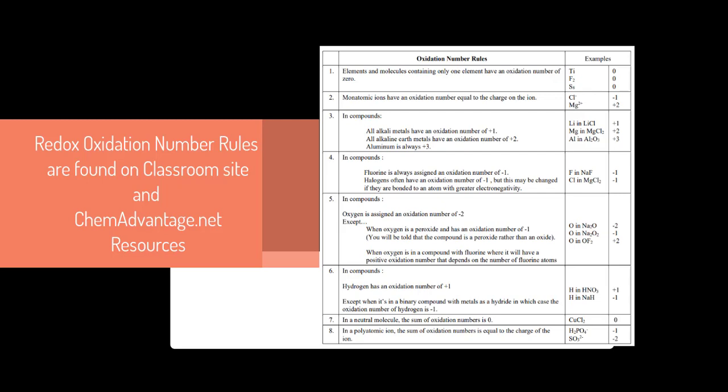But you don't have to guess them, because since it's an oxidation reduction reaction, it's governed by electrons being gained and lost, and they can be found pretty easily. The first key is to come up with the oxidation numbers, which tell you how many electrons are controlled. Let's start with it right now. Let's get the oxidation numbers here. I hope you've already looked over the rules, so this will make some sense to you. You can find the Redox oxidation number rules at the Classroom site or at chemadvantage.net under Resources.